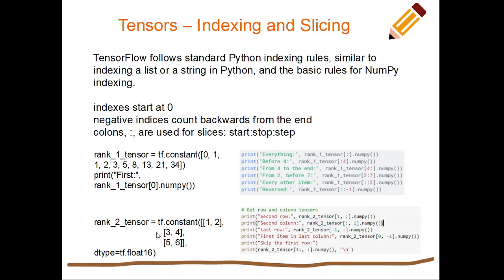We can also start backwards. The negative indexes count backwards from the end, and we can also do the slicing using start, stop and step. So these are the different ways we can get to the elements. We will see these concepts a little more closely when we actually get into the Google Colaboratory notebooks.